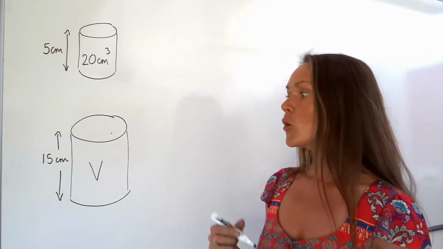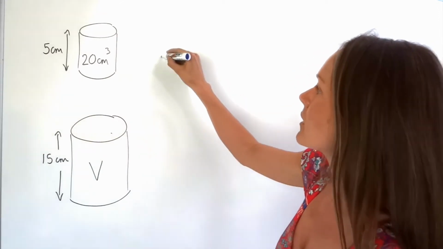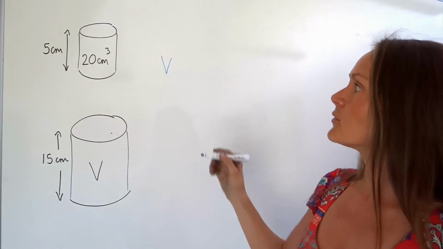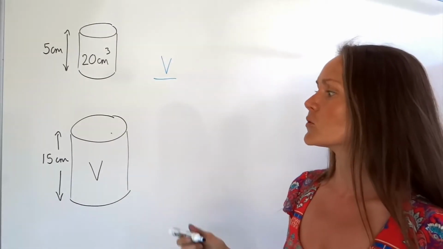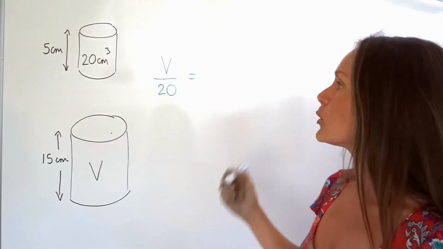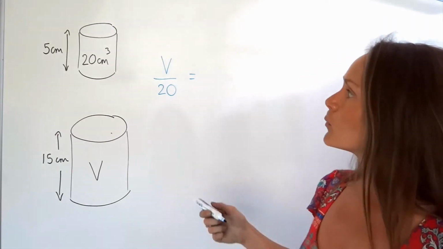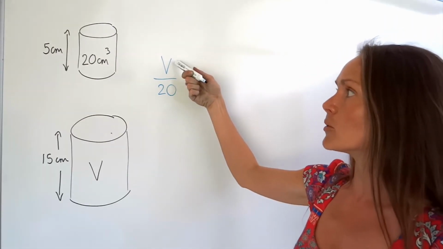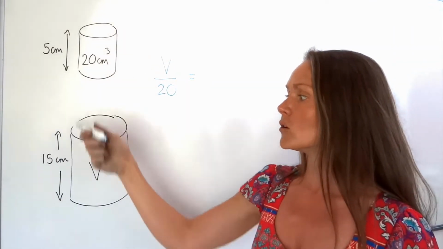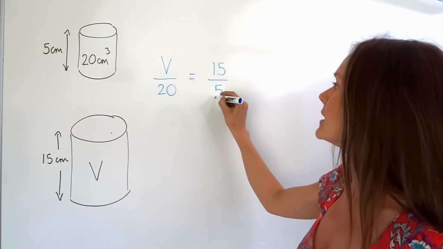With volume, we're going to start exactly the same way, and we're going to write down the unknown, so V. So we need to then divide by the corresponding volume. So the volume of the smaller cylinder is 20. Now we put that equal to the sides divided in the same way. So remember, we put the larger cylinder as the numerator and the smaller cylinder as the denominator. We do the same when we're looking at the lengths. So I'm going to put 15 on top and 5 underneath.